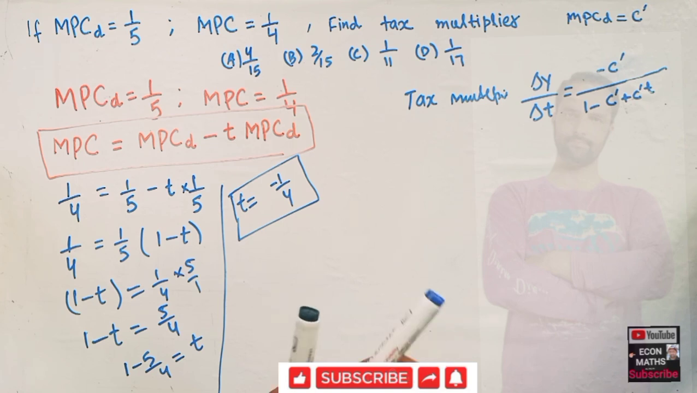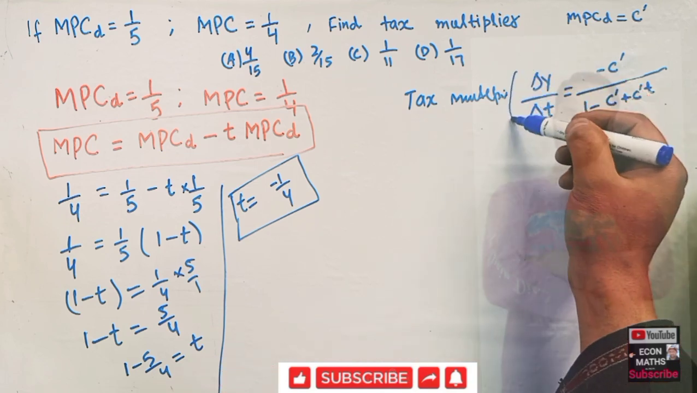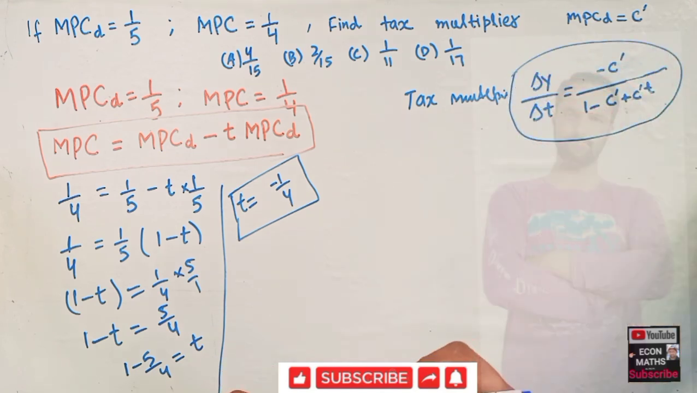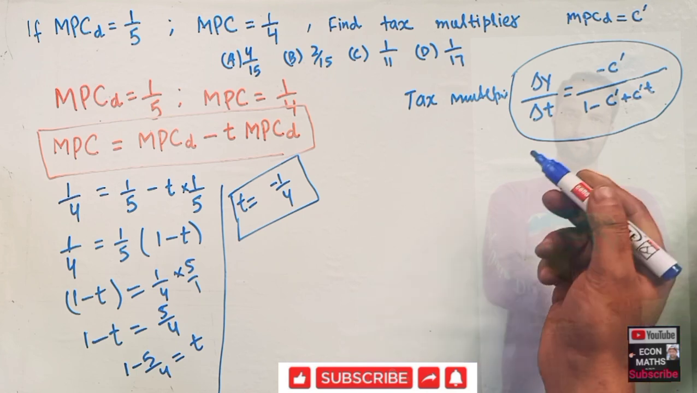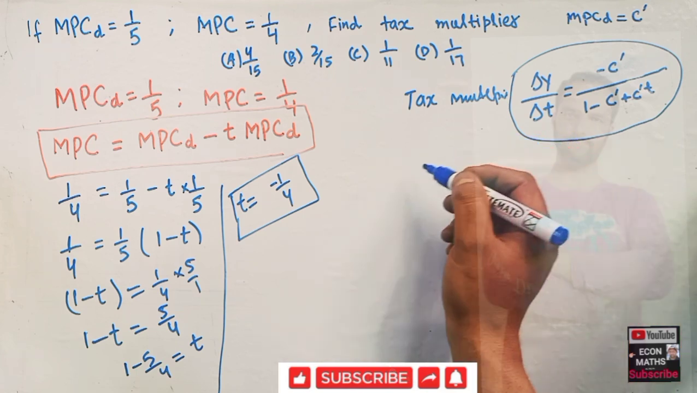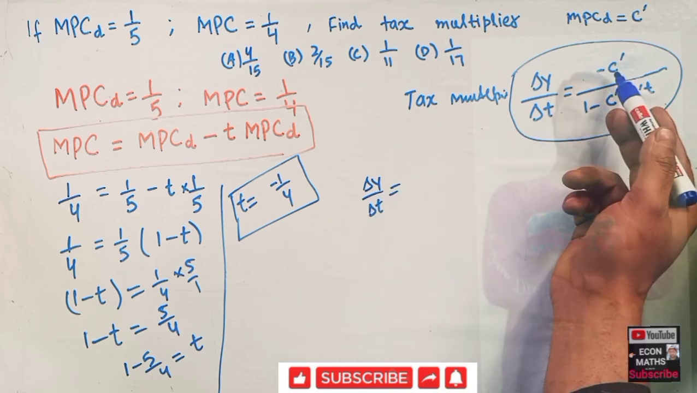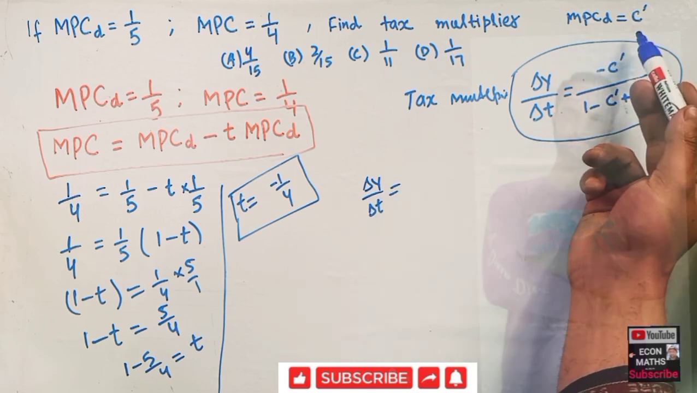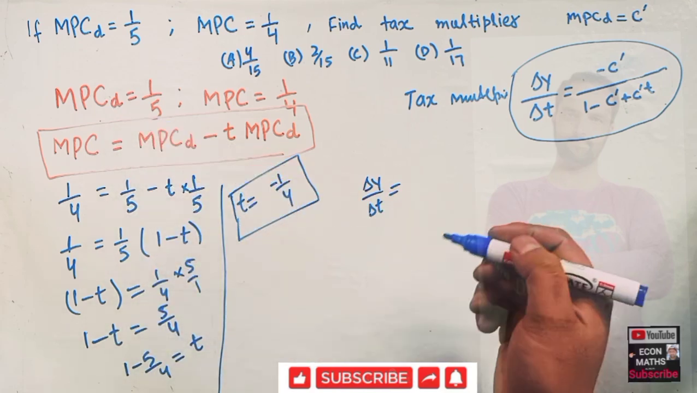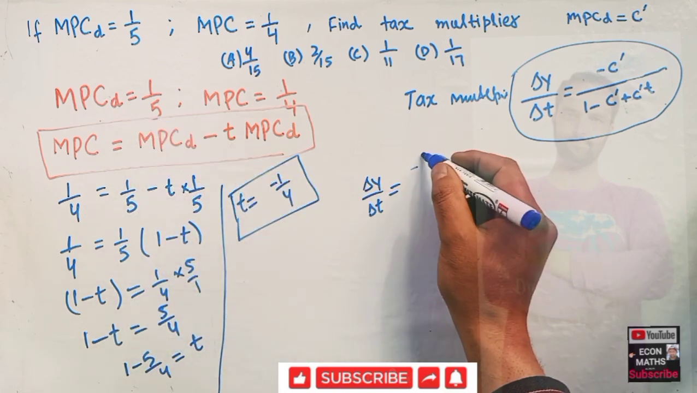If you wonder how this came out, I have explained it in earlier videos how to calculate the multipliers. So this is the tax multiplier. It simply tells us how much our income will change if we change the tax. So using this very formula, del y upon del t is equal to, what is this? Marginal propensity to consume of disposable income, that is being given to us as minus 1.